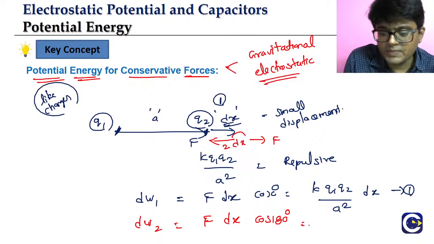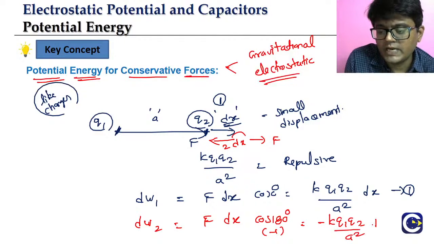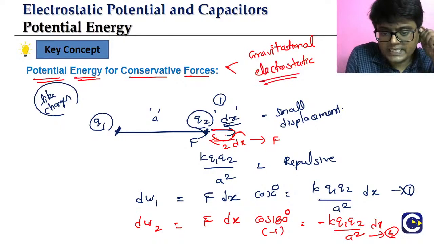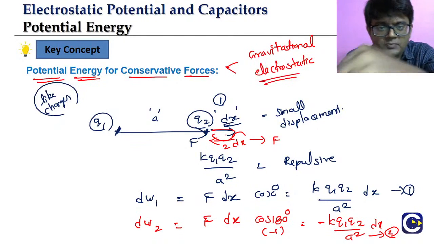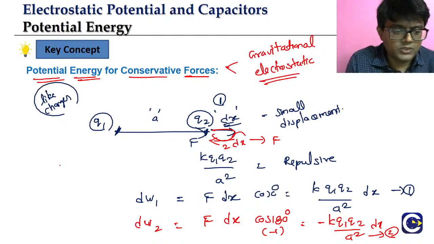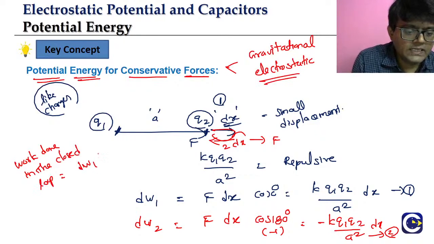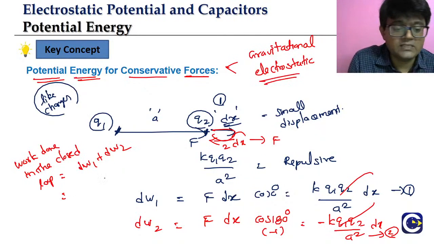So cos 180 is minus 1, which gives minus k q1 q2 by a square into dx. In total this is a closed loop: we took it forward a little and then brought it back. So what is the work done in this closed loop? We add these two work values. Adding them, the plus and minus cancel, which gives 0.